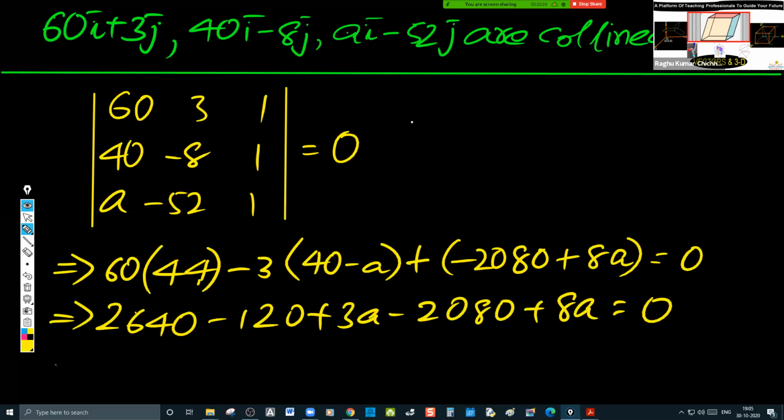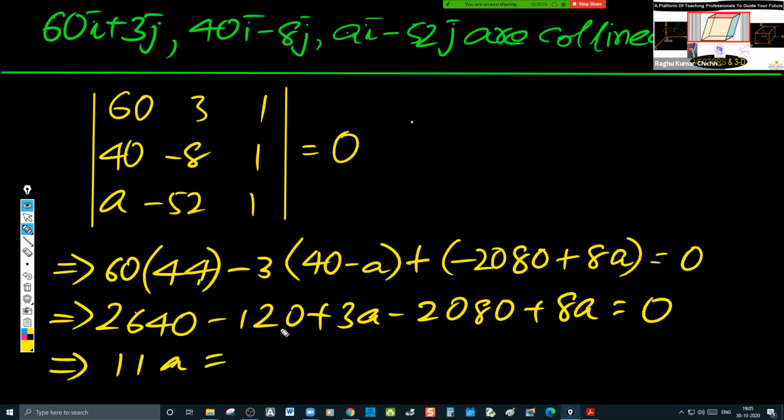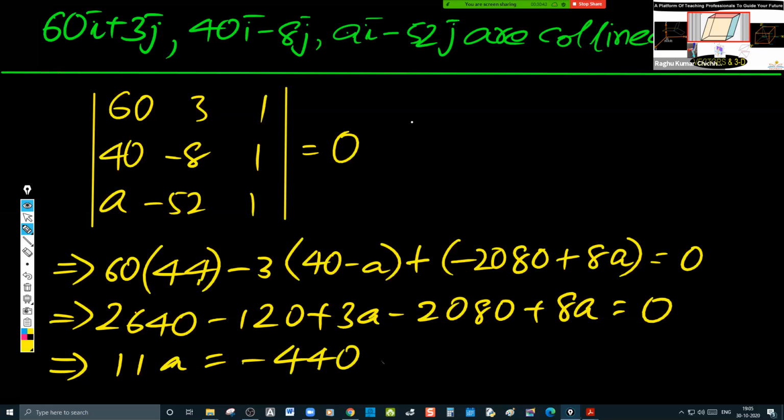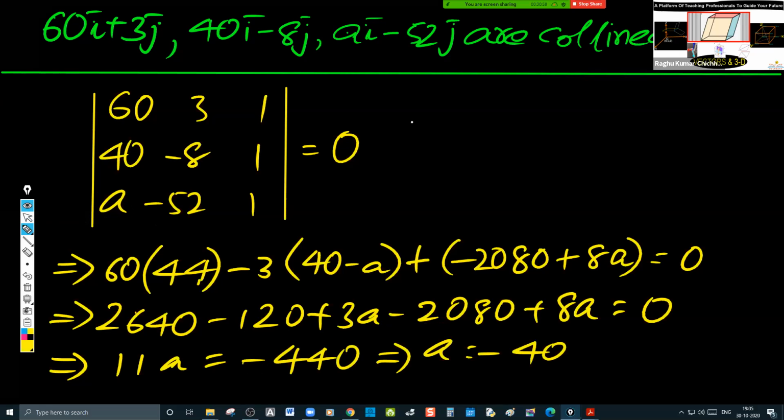Come on, tell me the simplified form of it. 11a. You simplify and tell me here, please. This is minus 120 is there, minus 2200. 2640 minus 2200 minus 120, minus 440. So 11a is equal to minus 440, and a is equal to minus 40. Is it 40 or minus 40? Minus 40, sir. 11a, I asked, minus. So a is minus 40.